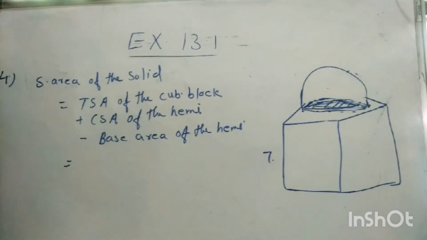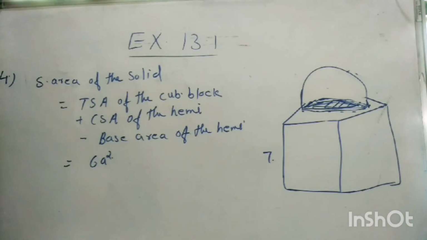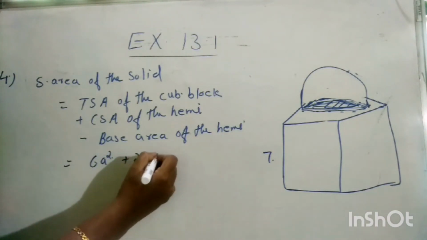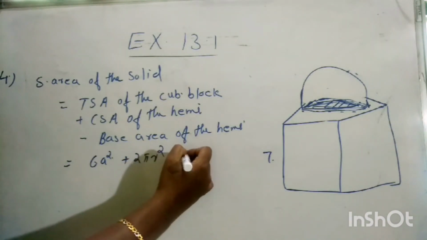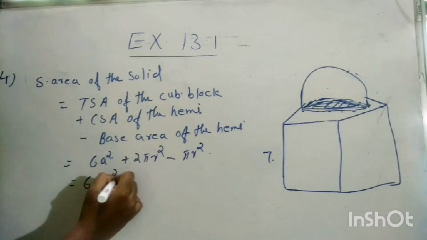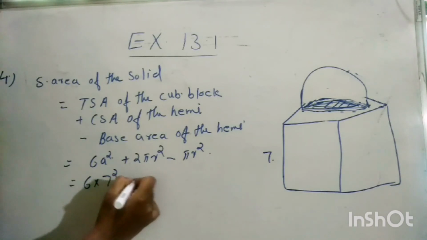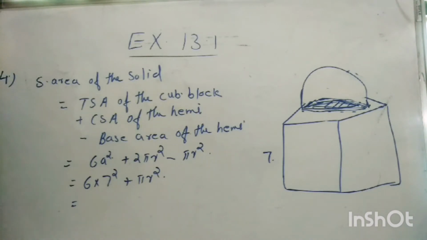This is equal to the total surface area of the cubical block, that is 6a square, plus the curved surface area of the hemisphere, 2 pi r square, minus the base area of the hemisphere. The base of the hemisphere is in the shape of a circle, so that area is pi r square. So we will get 6 into 7 square plus 2 pi r square minus pi r square, that is pi r square.